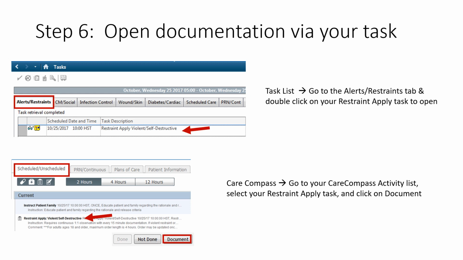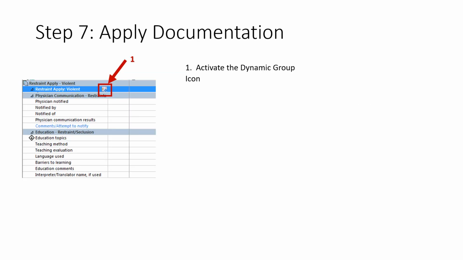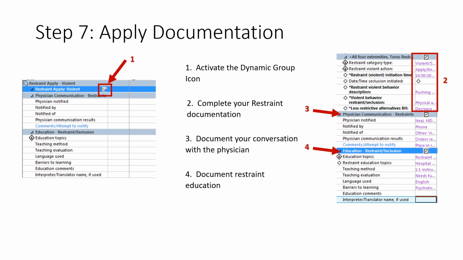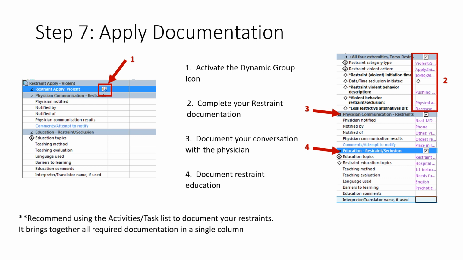Step 6. Open documentation via your task. It is always best to document using task activities, as it will open all the required fields. Select your Restraint Apply task and click Document. Step 7. The first step is to activate your dynamic group icon. This is another one of those problematic areas that can be missed. Again, if you notice that you never documented anything about the restraint, check to see if your dynamic group was activated. Once you finish your restraint documentation, complete your communication position and restraint education documentation.